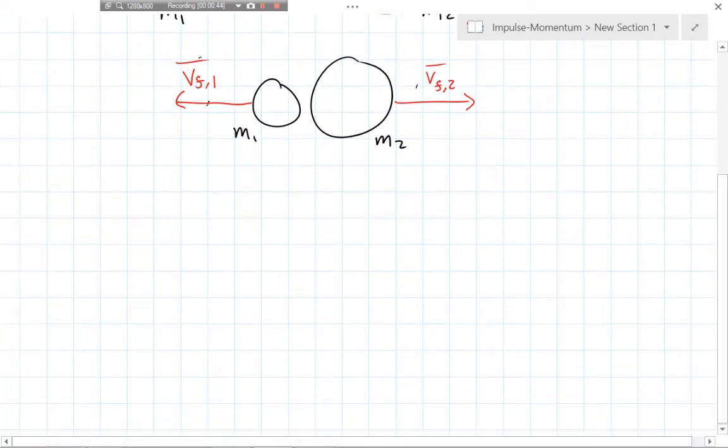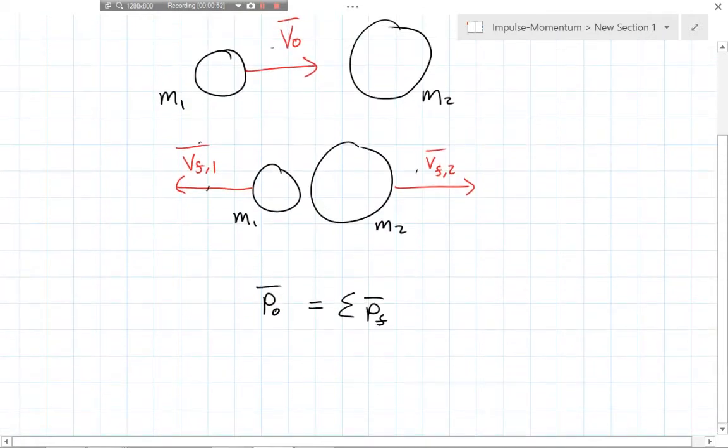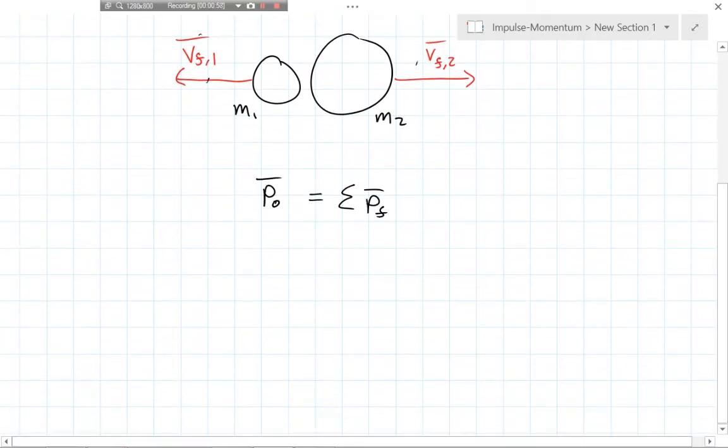So initially, the initial momentum is going to be equal to the sum of the final momentums. In the initial momentum, right, initially, all we have is mass 1 moving with the speed v0. So the initial momentum is just m1 v0. And then for the final momentum, we have both of these two masses moving, so it's going to be m1 times v1 final plus m2 times v2 final.